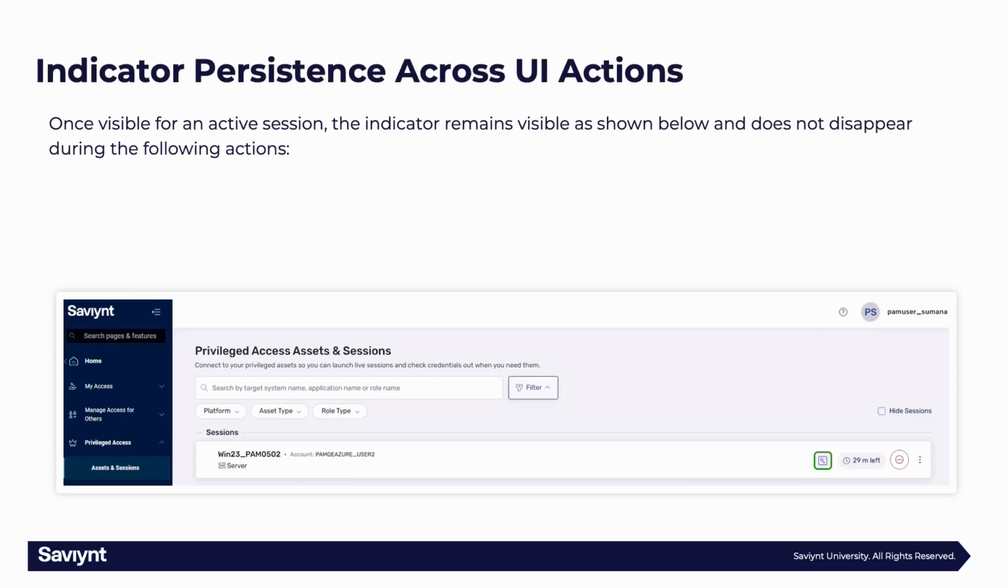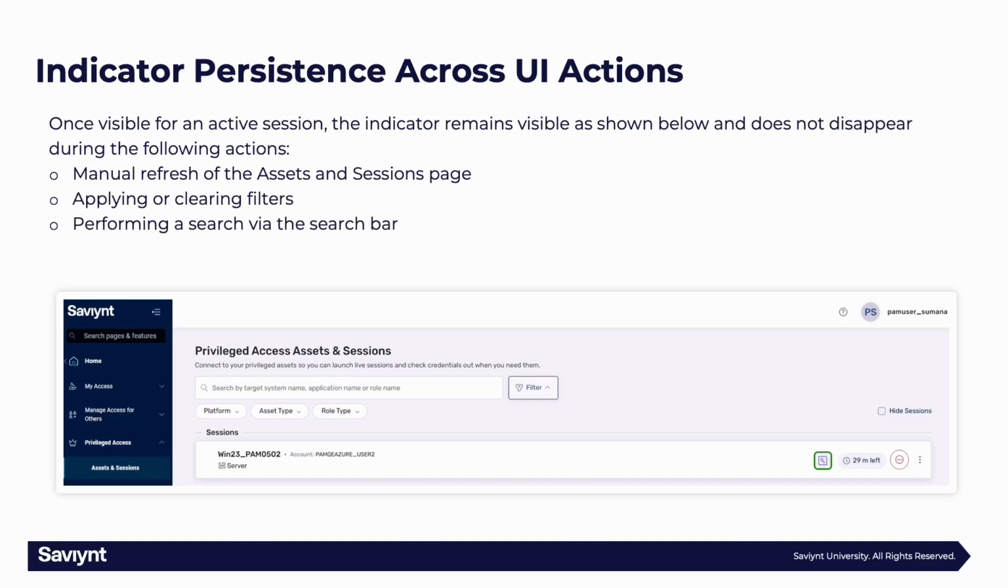Once the indicator becomes visible for an active session, it remains consistently displayed, ensuring users can easily track credential availability without disruption. The icon does not disappear when performing common UI actions such as manually refreshing the Assets and Sessions page, applying or clearing filters, conducting searches using the search bar, or toggling the Hide Session checkbox. This persistent behavior ensures a seamless and uninterrupted user experience.